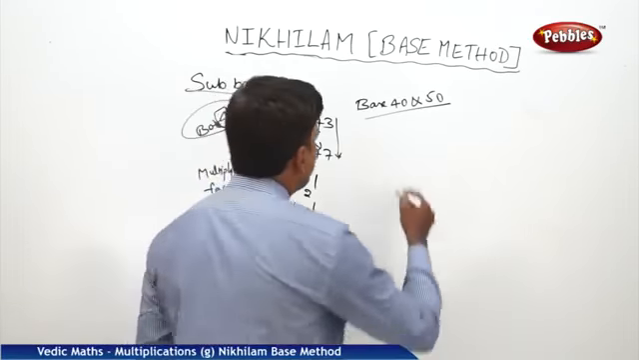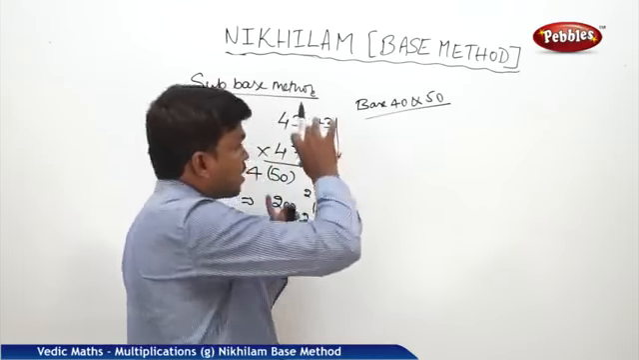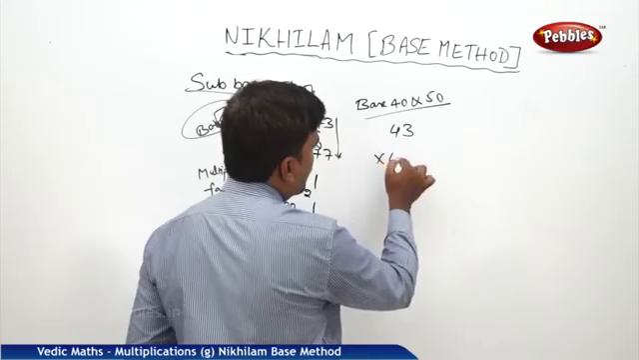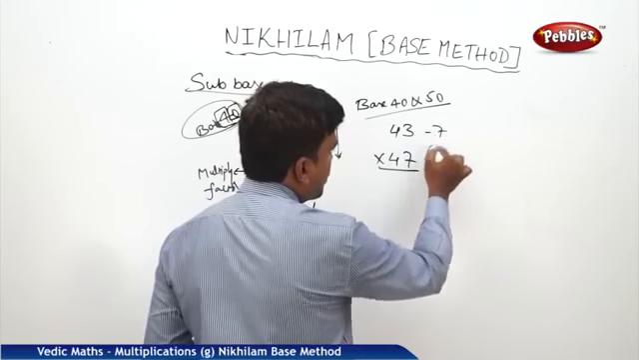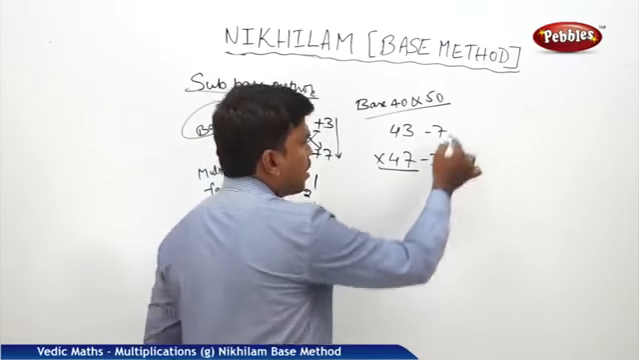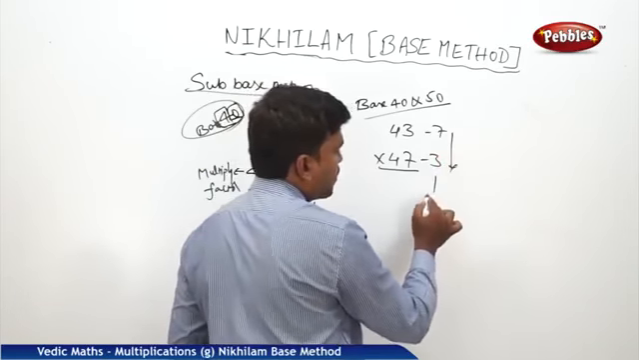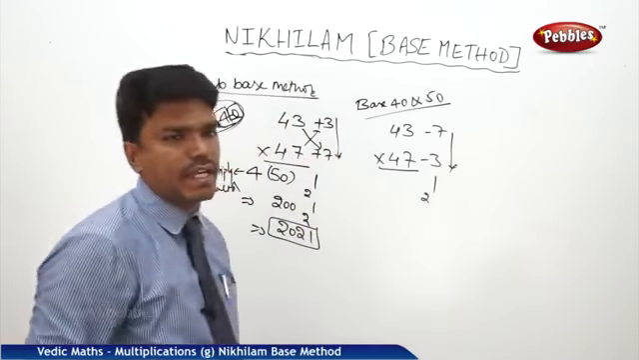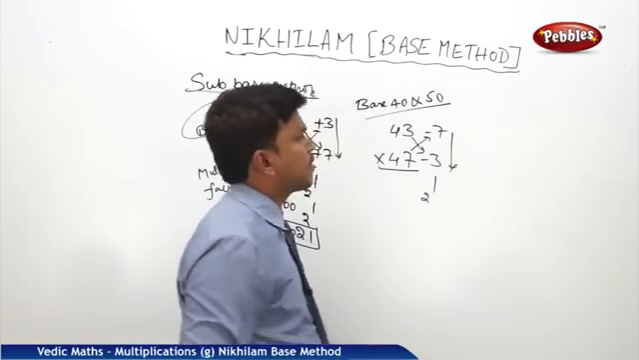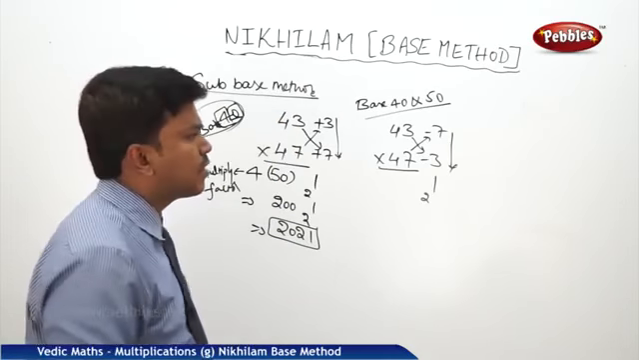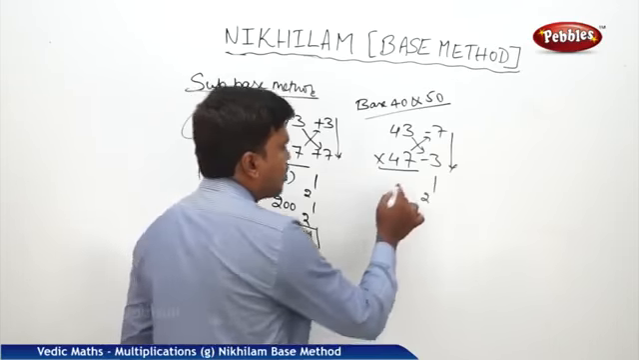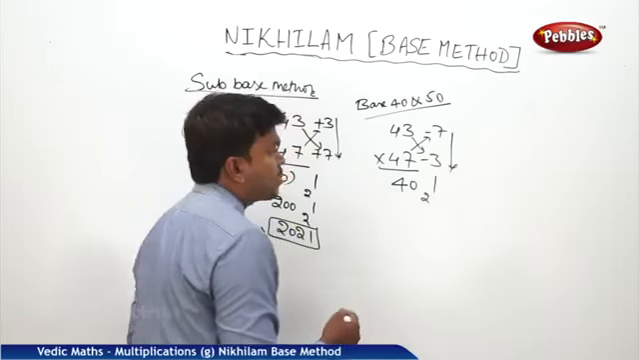One more example. Okay, the same thing we will do with base 50 this time. If I take base as 50 for 43 into 47, it is minus 7 and it is minus 3. So anyway, minus into minus is plus, 7 into 3 is 21. But 1 will be the dropping and 2 will be the carried. Now either 43 minus 3 or 47 minus 7, both are same. How much? 40.